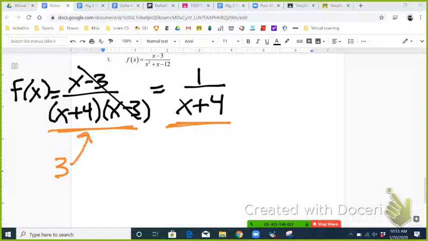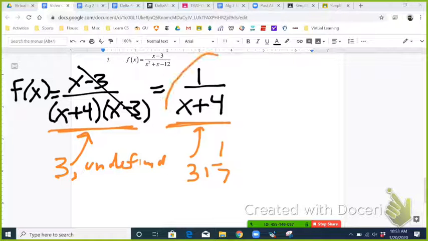But if you do plug 3 into here, you get undefined. But if you plug in 3 here, you get 1/7. So we use the simplified version of the graph to see what f of x would equal if it was defined at 3. This x minus 3 over x minus 3 is equal to 1 for every value of x other than 3. So these two versions of f of x are the same exact graph except at 3, because x minus 3 over x minus 3 is equal to 1, except when x equals 3, where it's undefined.